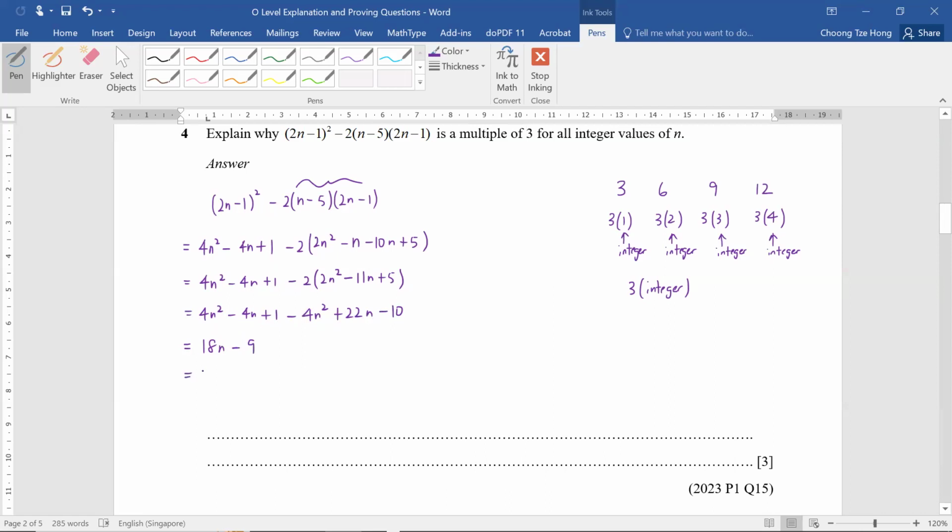From here we can see clearly that we will be able to factorize out a 3, so that we get 3(6n − 3). Now the question to ask is: is 6n − 3 an integer or not? Note that n consists of all integer values, so n is an integer. If you put an integer into n, 6 times an integer will still be an integer, and then you minus 3, the whole thing will still be an integer. So since 6n − 3 is an integer, this expression is 3 times an integer, which makes it a multiple of 3.